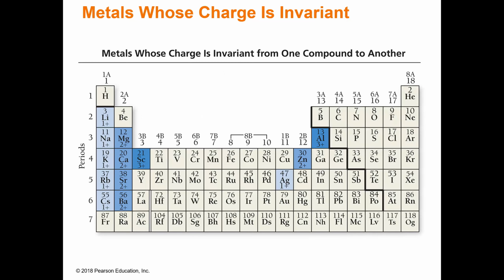Here are some metals that always form the same ion no matter the compound. For example, zinc is always Zn2+, and silver is always Ag+. No need to specify the charge in their names. That's why we just say silver nitrate, not silver 1 nitrate.